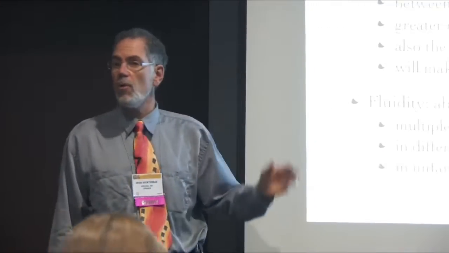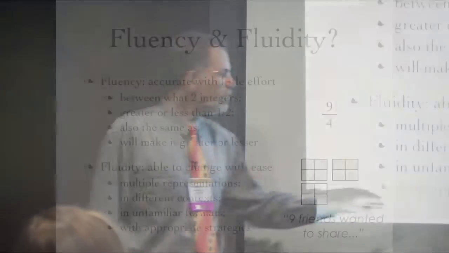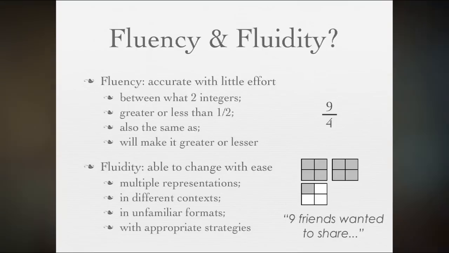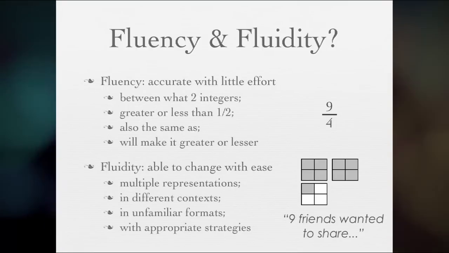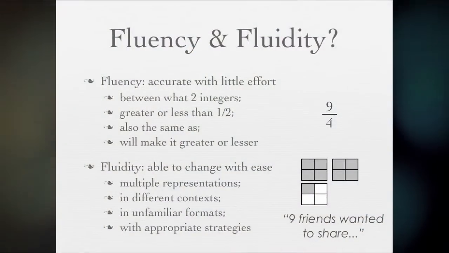I see it in a different context, often in an unfamiliar format, and I still see, oh yeah, I can still see 9/4 there. And I have lots of different ways for thinking about it. So I can be fluent down a narrow path, but we'd like our kids to be fluid and be able to move and represent and recognize and adjust when things don't look like the way I just got taught. So this is what we're after, fluency and fluidity.